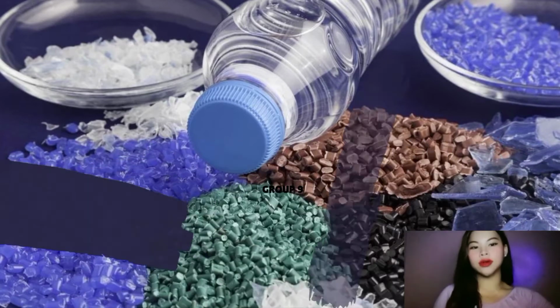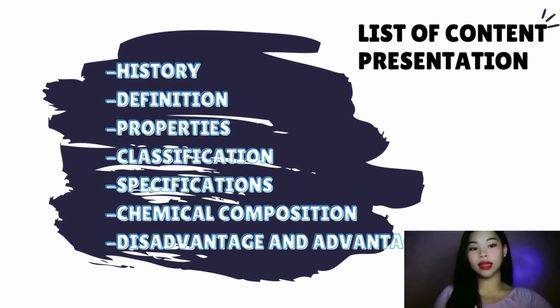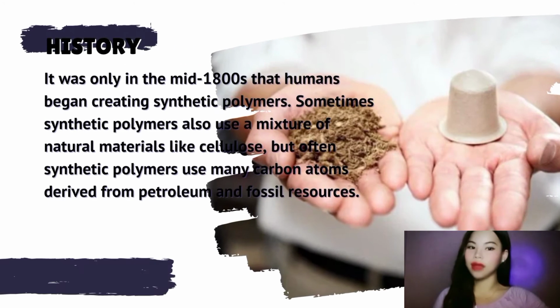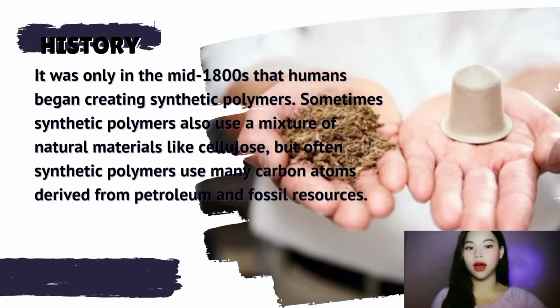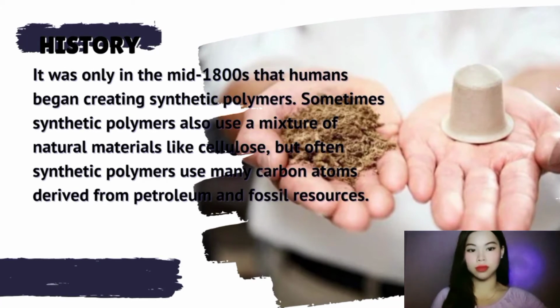So, the list of content of our presentation is number 1, history, definition, properties, classification, specification, chemical composition, and lastly, disadvantages and advantages of plastic and polymers. So now let's proceed to the history of plastic and polymers.